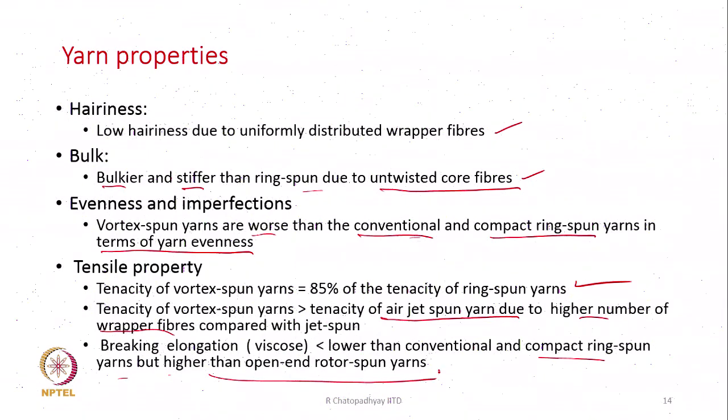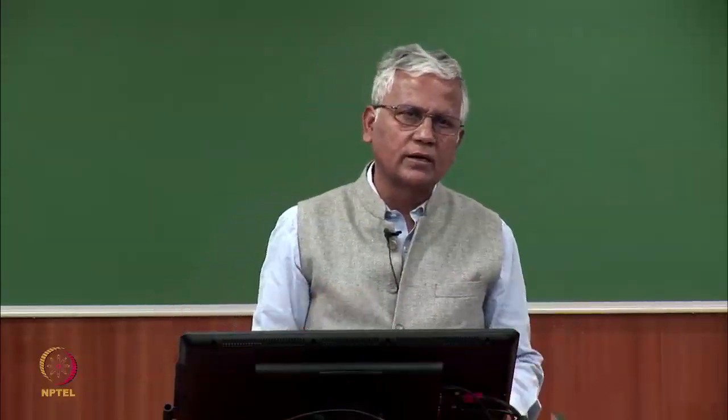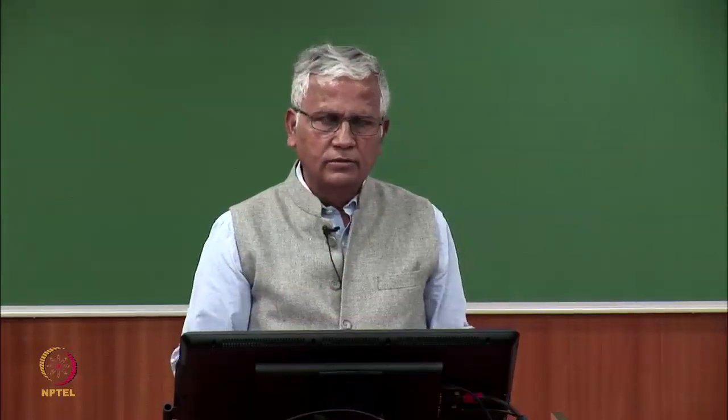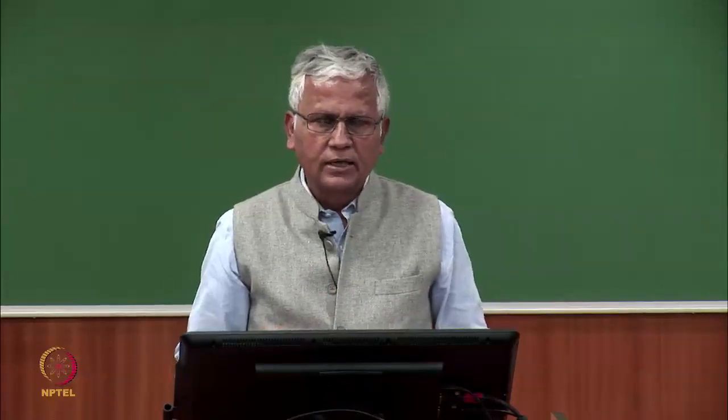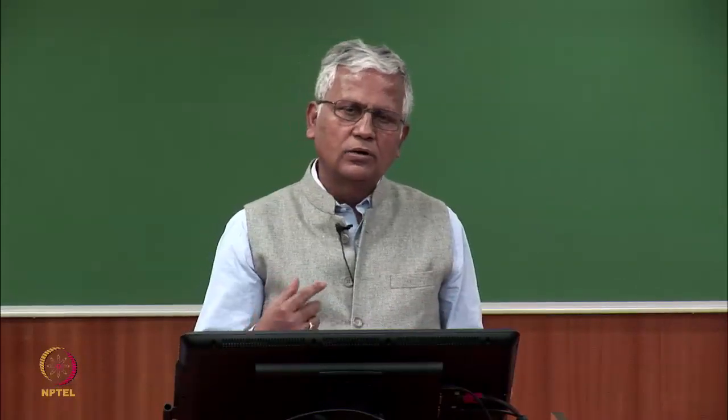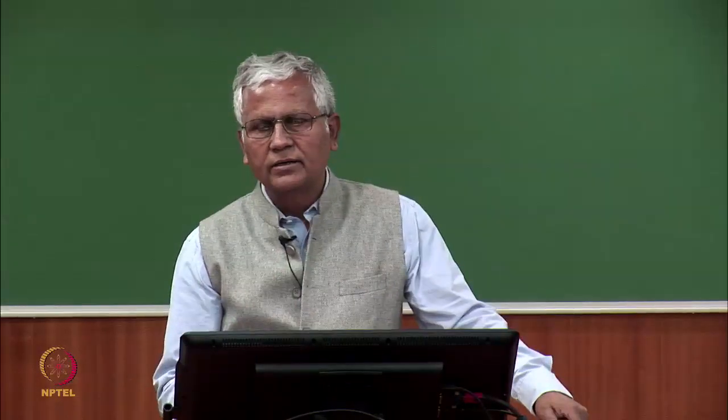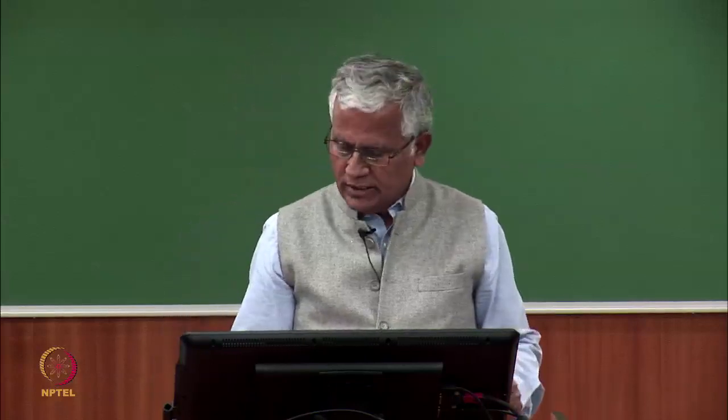Breaking elongations are lower than conventional and compact ring spun yarns, but higher than open end spun yarn. That has been seen. Breaking elongation wise, it is lower than conventional and compact ring spun yarn, because most of the core fibers are actually straight and parallel. They are not following a helical path like in ring yarn. In ring yarn, fibers are following a helical path, so they can extend when we are trying to stretch the yarn. Here the fibers are perfectly straight and parallel, there is no spiraling of the core fibers. So, they will not really extend much. That is why breaking elongation is less.